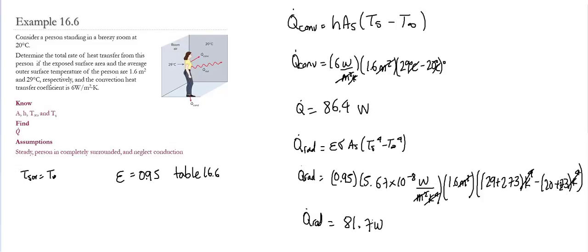So now notice that we have the two values, this one for convection and this one for radiation. Notice that the orders of magnitude are very, very similar to each other. Now if we want to find the total rate of heat loss, it is simply the addition of these two values, so it's 86.4 watts plus 81.7 watts, and it gives you about 168.1 watts. Okay, so notice that for this particular example, since the order of magnitude of both radiation and convection are about the same, you are not allowed to neglect either one of them.